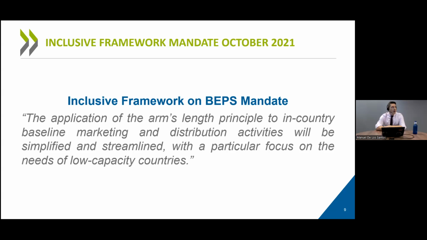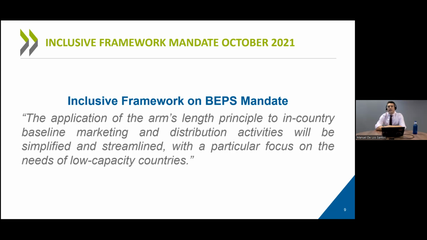In other words, we had to do things differently to some extent to simplify the transfer pricing practices for baseline marketing and distribution activities. But at the same time, we had to make sure that for the inclusive framework to remain faithful to the arm's length principle in the outcomes, the outcome needed to be reliable enough to fit within the transfer pricing guidelines.